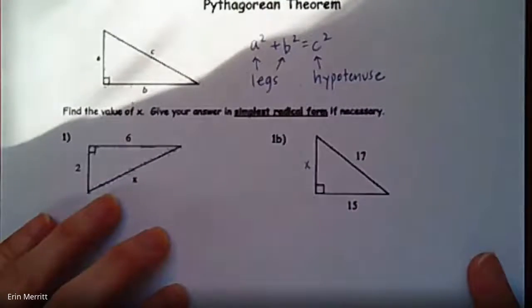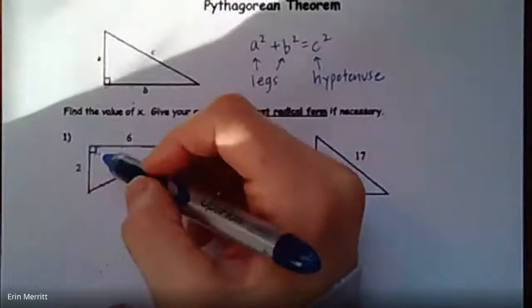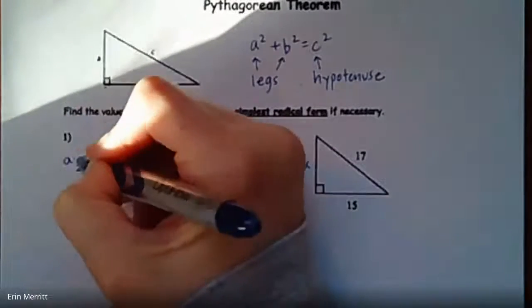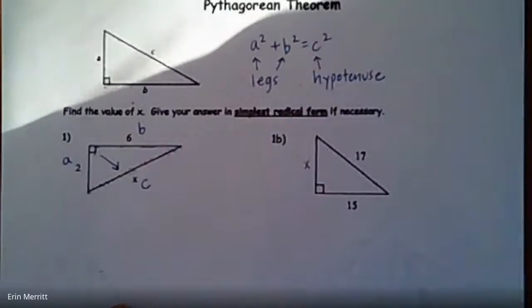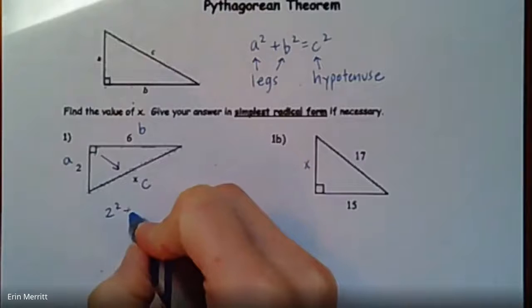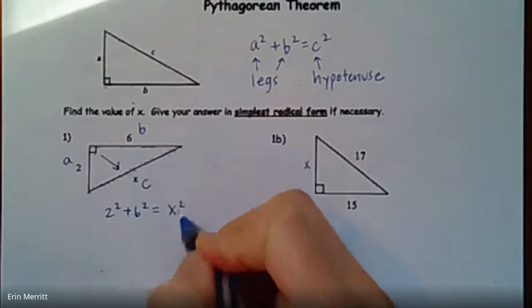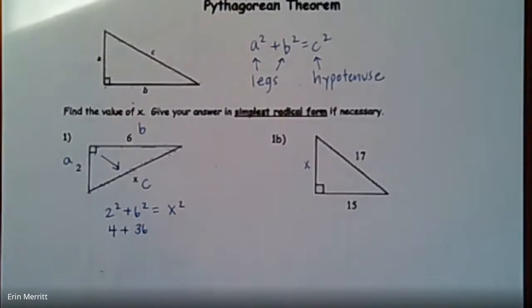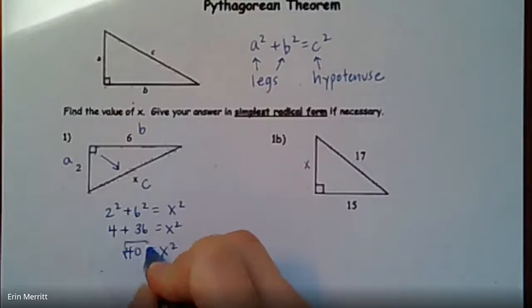The very first one, what I would suggest, always just take a moment and label. So the side opposite the 90, we know that's the hypotenuse, leaving the 2 and the 6 to be the legs, the a and the b, which you can label interchangeably. So 2 squared plus 6 squared equals x squared. 4 plus 36. And then when we add these together, we can take the square root.